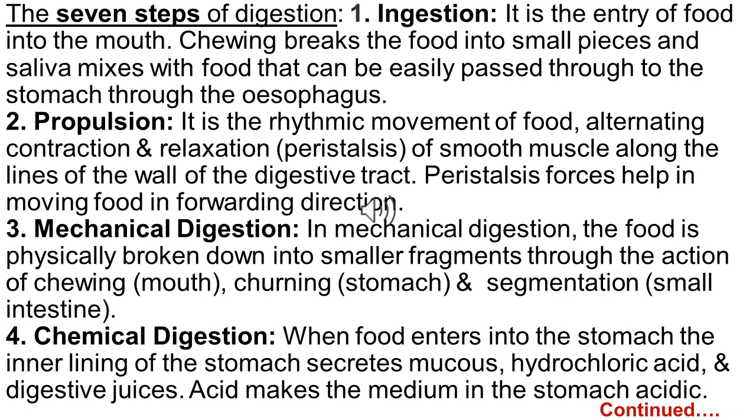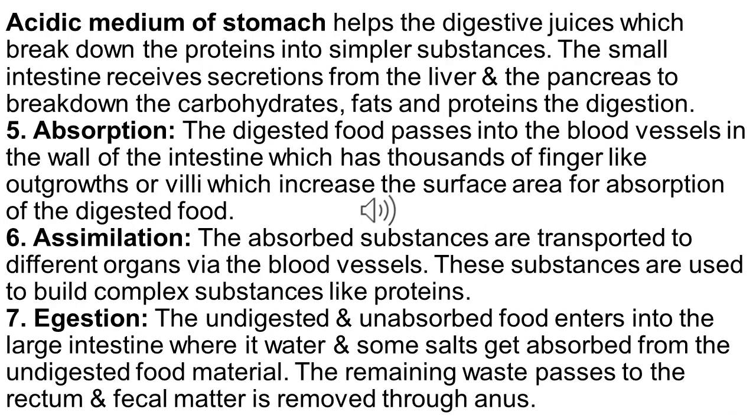Chemical digestion. In the process of chemical digestion, the food is digested and broken into simple forms. In this process, the food is broken down by enzyme activity. The stomach secretes hydrochloric acid, which makes the medium of the stomach acidic. In an acidic medium, the enzyme acts much faster to break down the food into simpler form. The mucus of the stomach helps the food slip down into the next part.